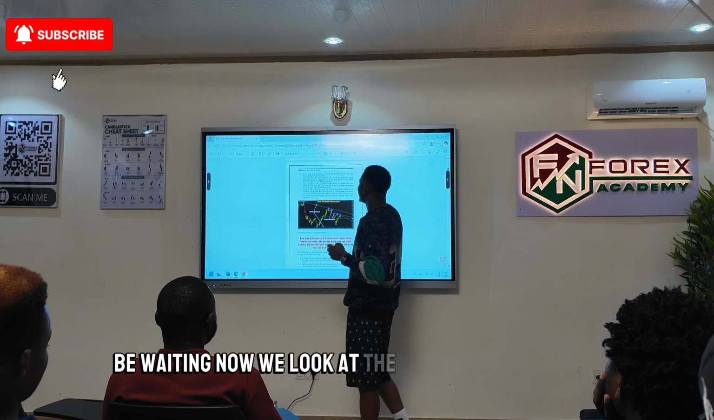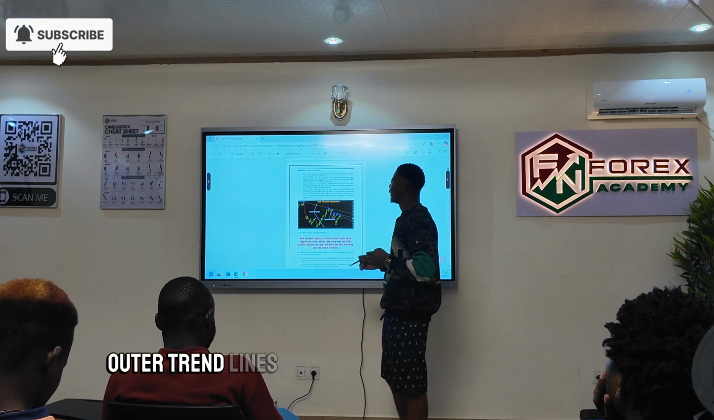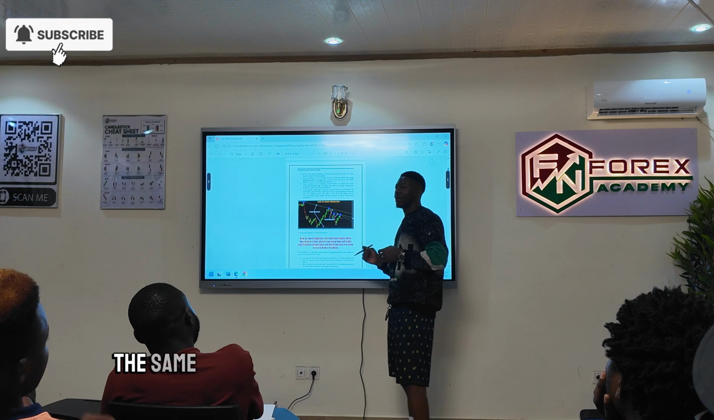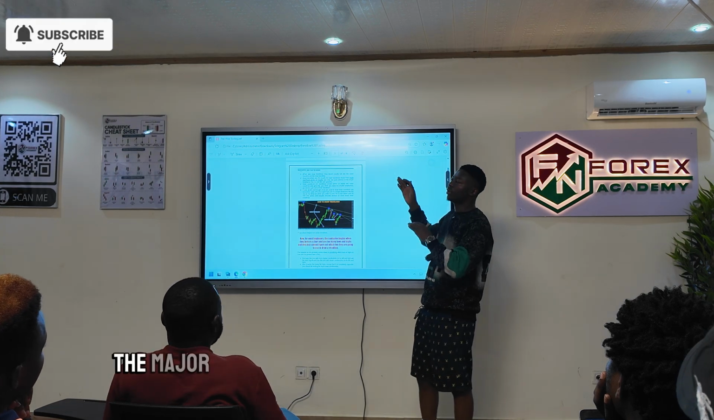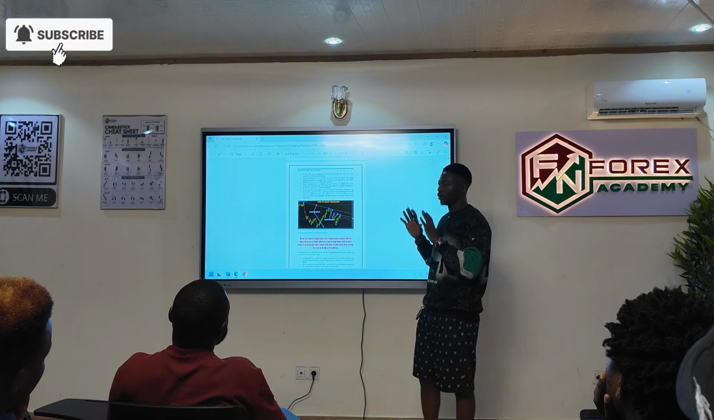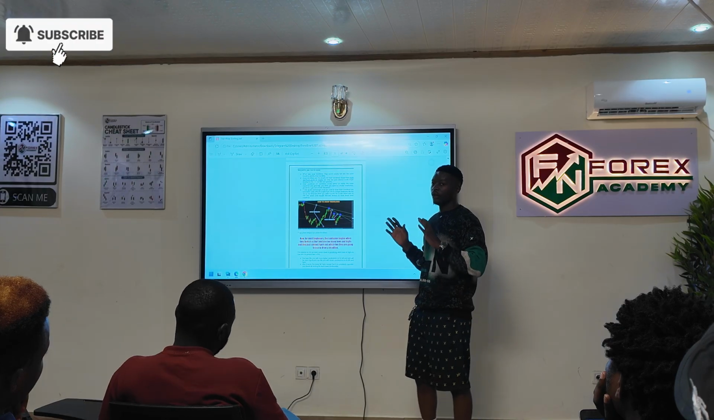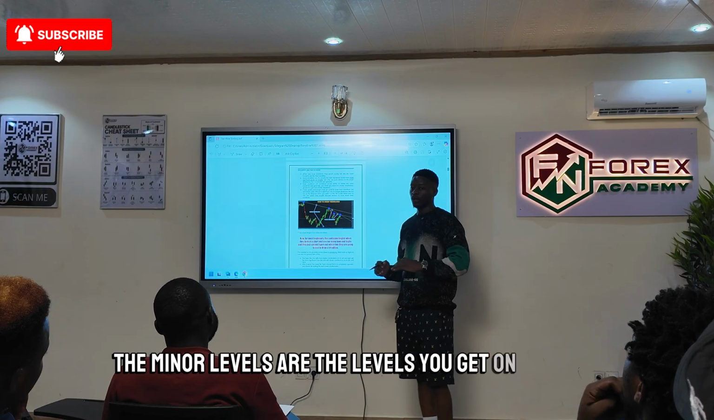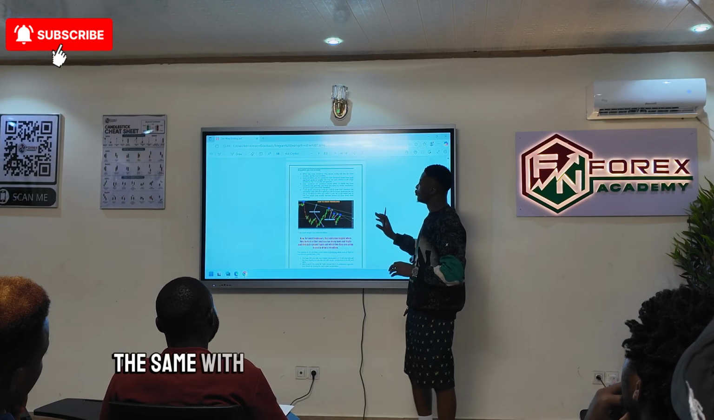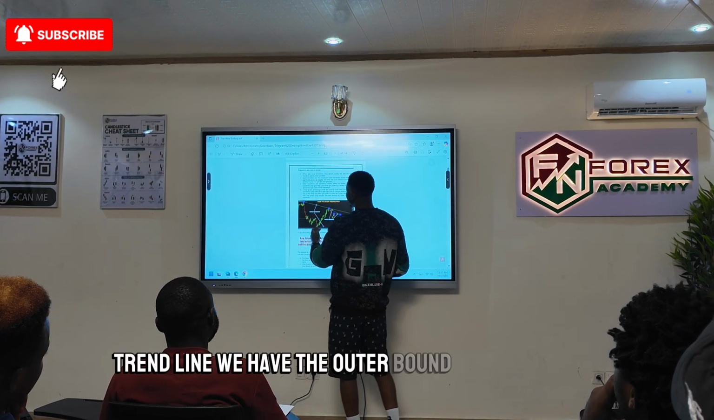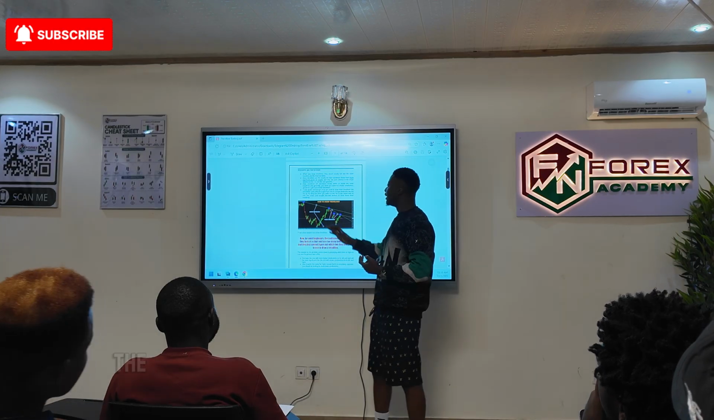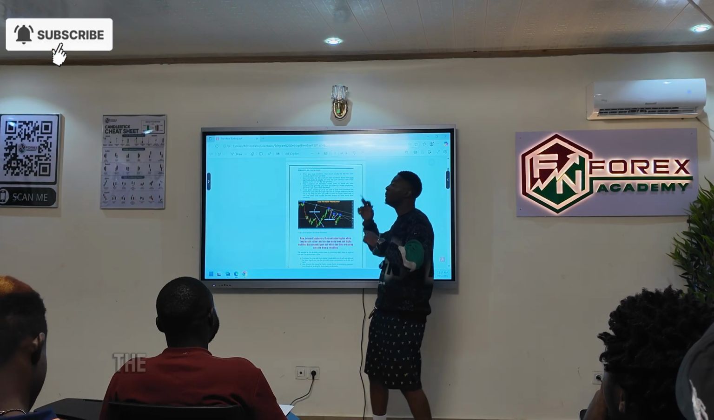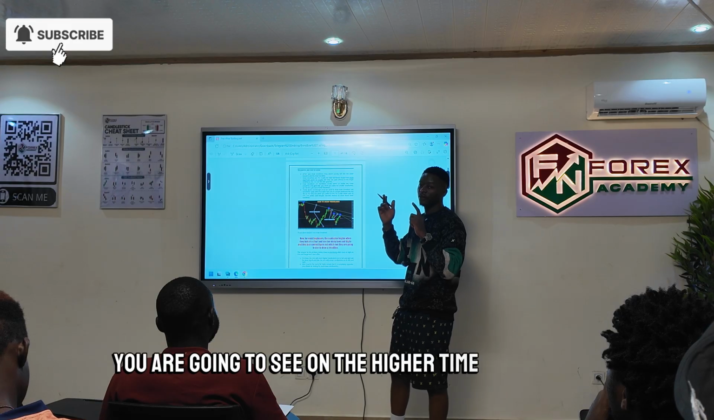Now, we look at the outer trend lines and the inner trend lines. The same like we have the major levels and the minor levels on support and resistance, right? The major levels are the levels on the higher time frame. The minor levels are the levels you get on the lower time frame. The same with trend lines. We have the outer bounds and the inner bounds. The outer bounds are mostly the main levels you are going to see on the higher time frame, right?